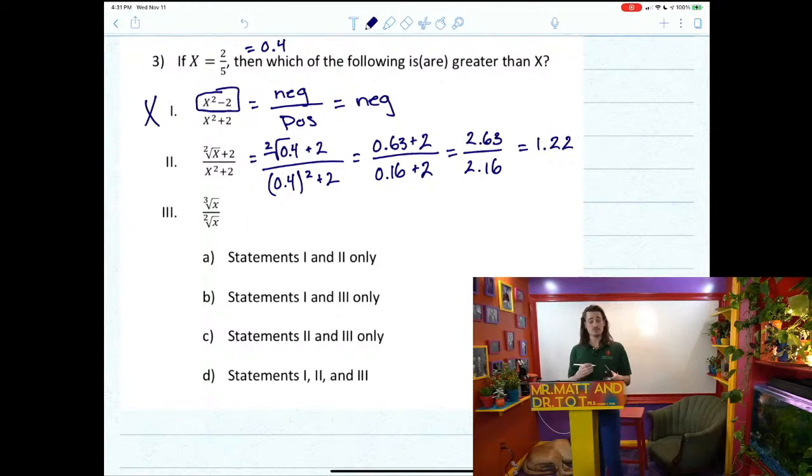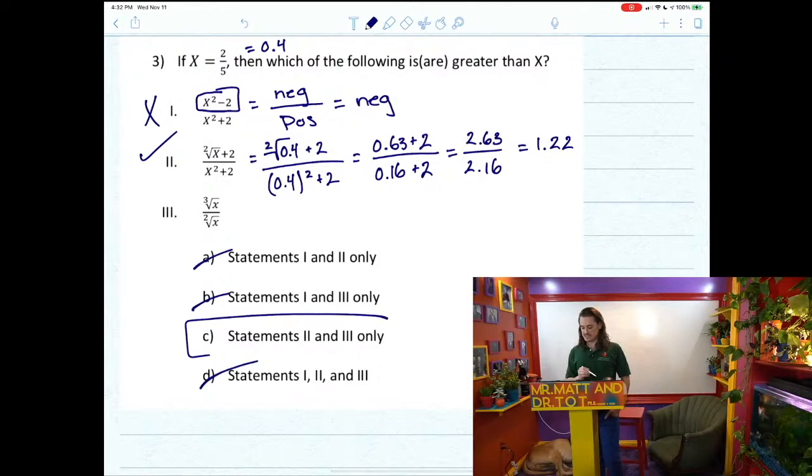And that's definitely greater than 0.4. So that's true. So every answer selection that has 2 but does not have 1, I can eliminate. And so I know that the answer actually has to be C now, but let's just go ahead and evaluate.